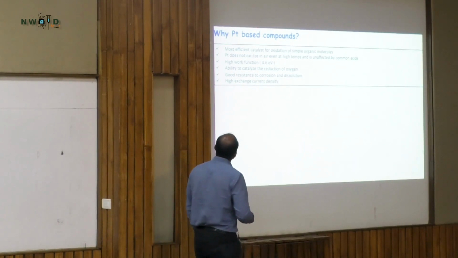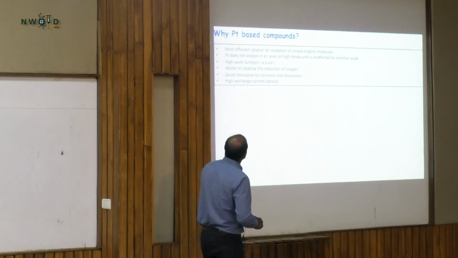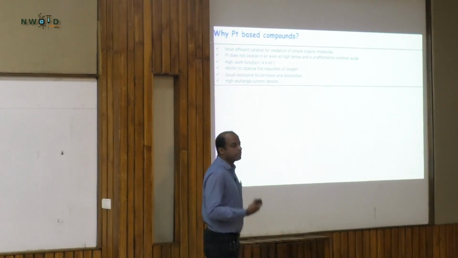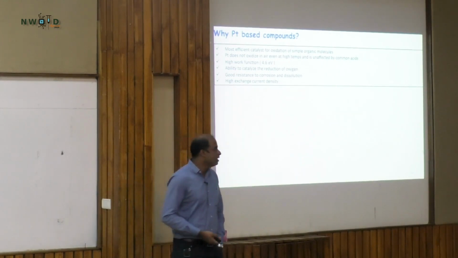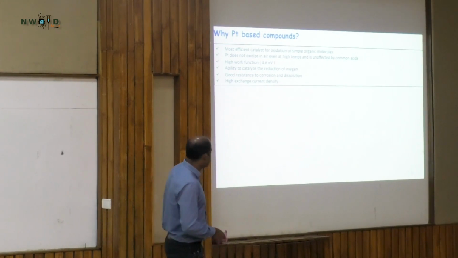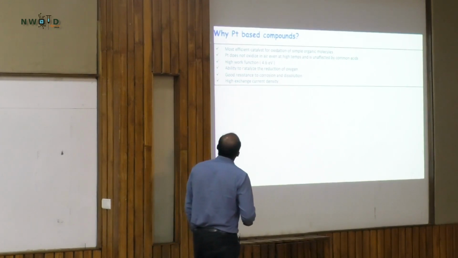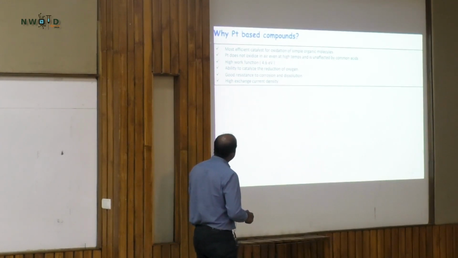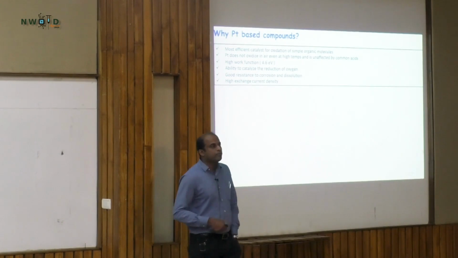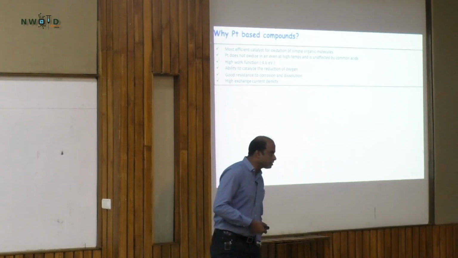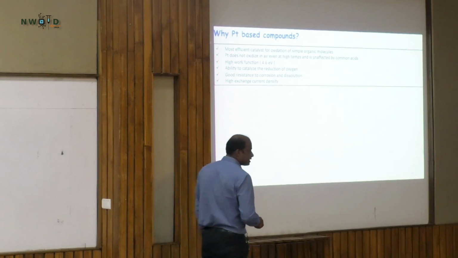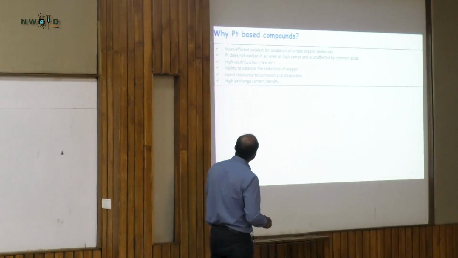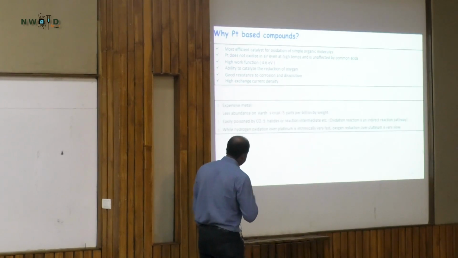So why is it so? Because it is the most efficient catalyst for the oxidation of any organic molecule. Basically, we use ethanol or methanol or formic acid or methane, etc. for this reaction. And platinum does not oxidize even in air at high temperature and is not affected by common acids. This reaction is mostly done in acidic or alkaline media, and platinum is very stable. And third is high work function, and the ability to catalyze the reduction of oxygen, good resistance, high exchange current density, etc.